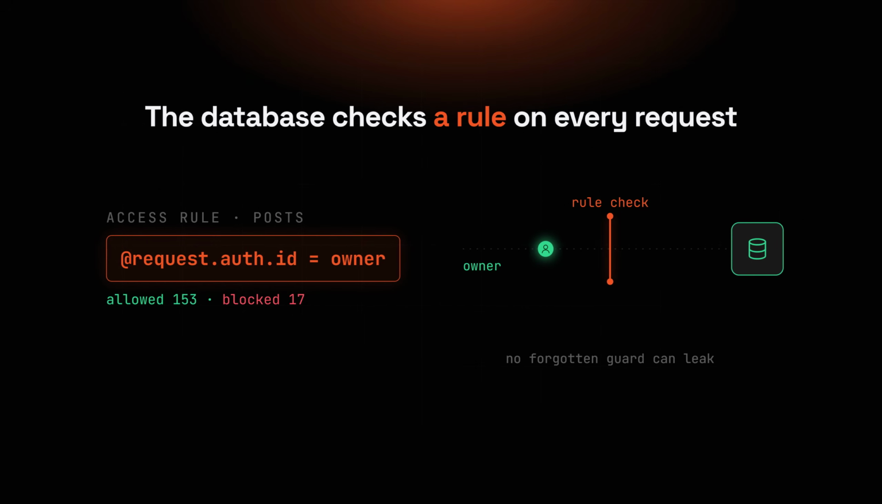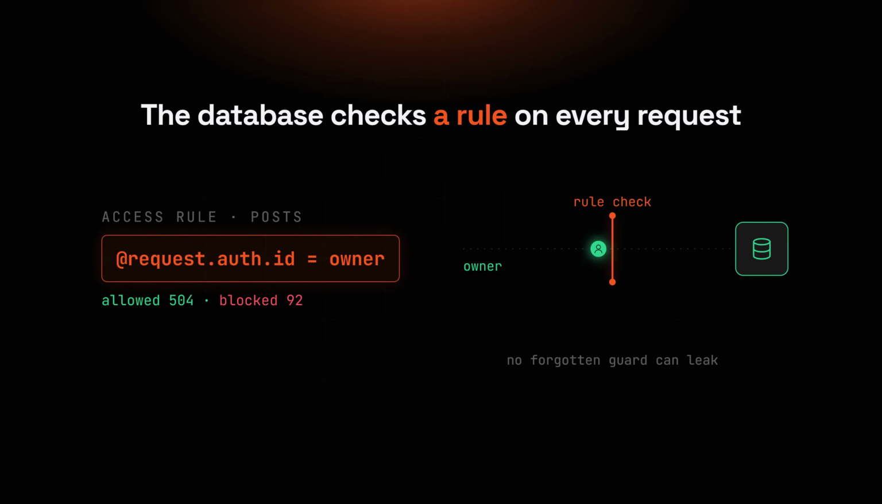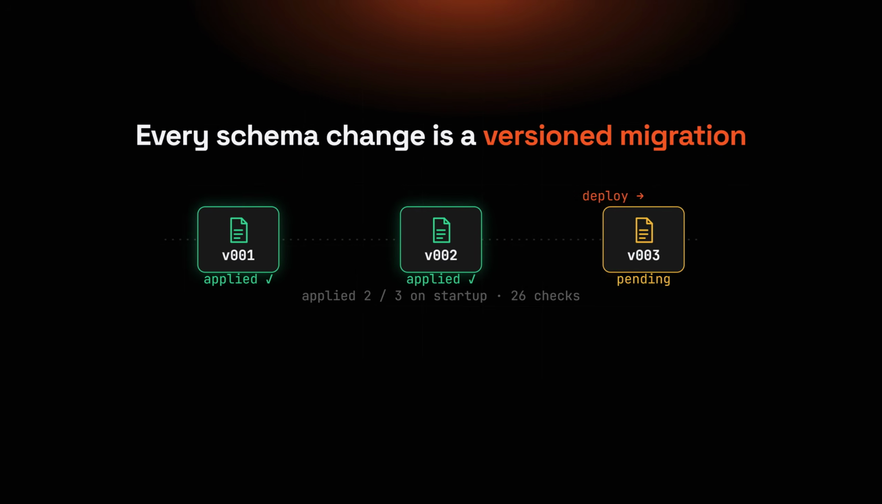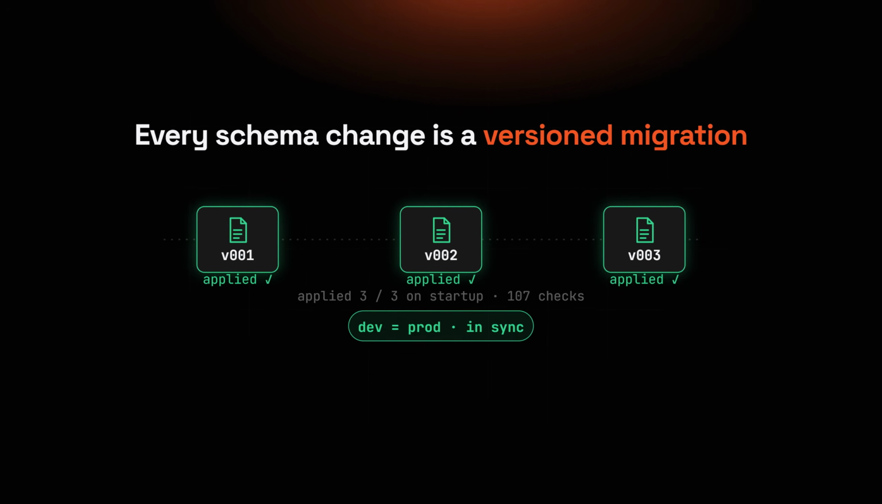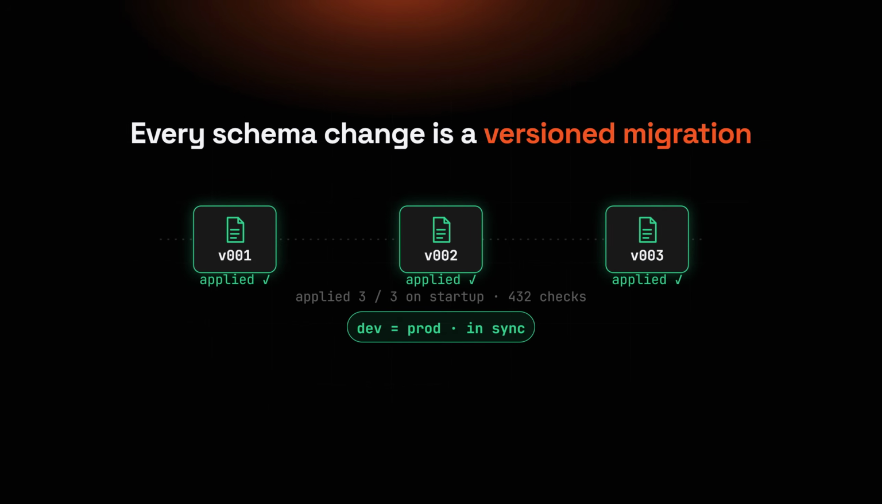Access control lives on the collection itself. Instead of a separate middleware layer, each rule is a small expression, like the owner ID equals the logged in user. The database checks it on every request, so a forgotten guard cannot leak data. And every schema change is captured as a versioned migration file right in your repo. When you deploy the new binary, it runs any pending migrations on startup and upgrades the data file itself, so your dev machine and production never drift apart.